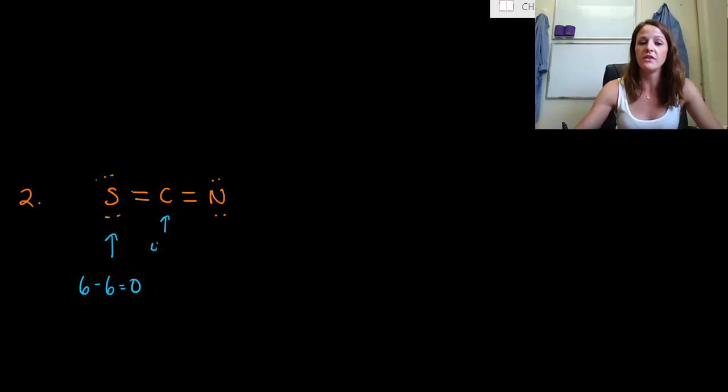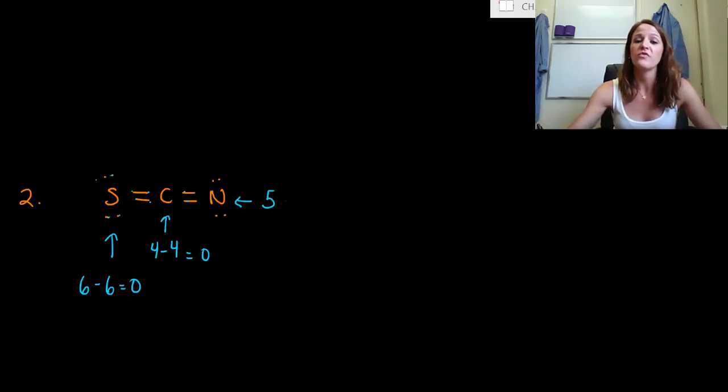This carbon is definitely in group 4, and it's definitely touching 1, 2, 3, and 4 different things. So 4 minus 4 again gives us a formal charge of 0, so that's good. And now we can do this nitrogen for our last one. Nitrogen is in group 5, so it wants to have 5 valence electrons, but it's touching 1, 2, 3, 4, 5, and 6. So 5 minus 6 gives us a formal charge of -1.